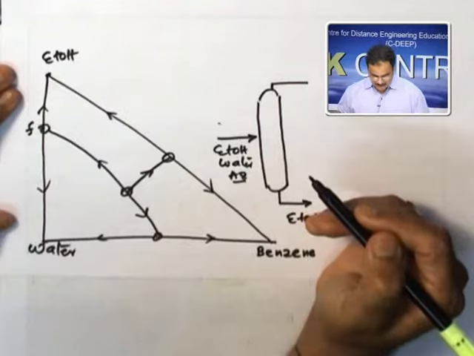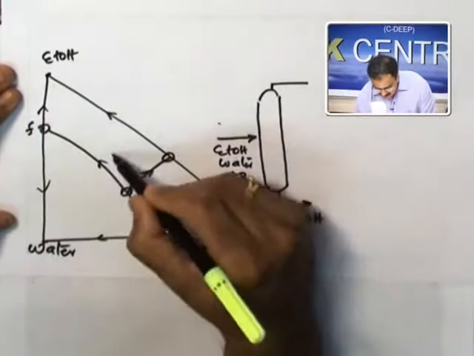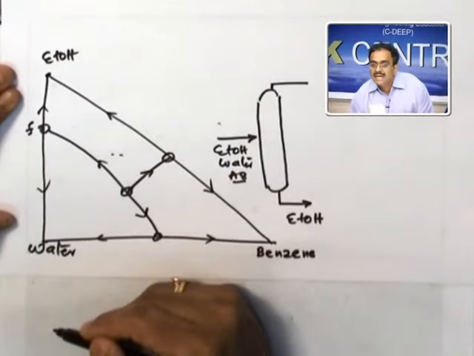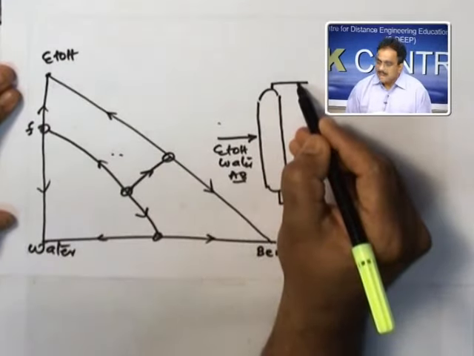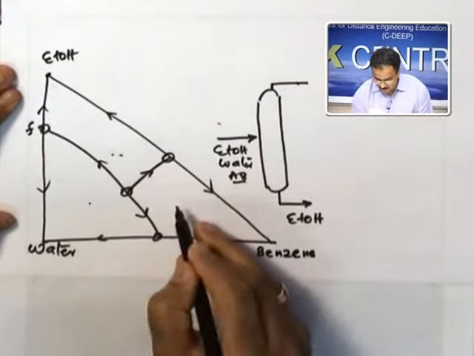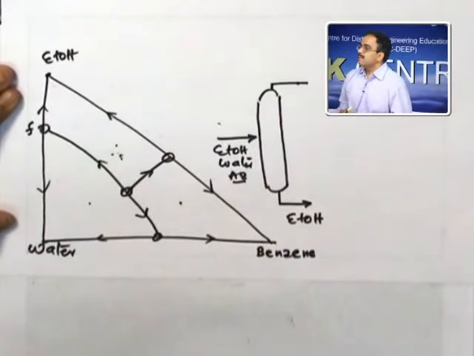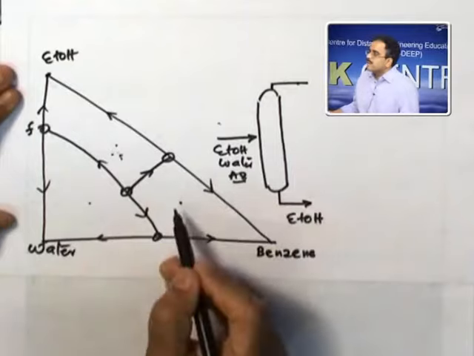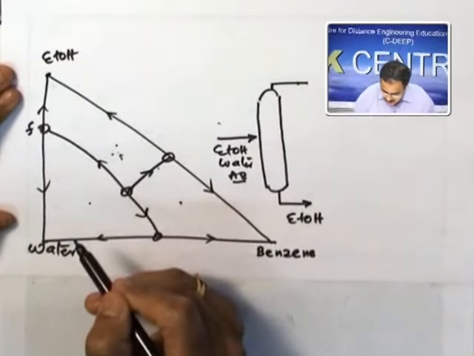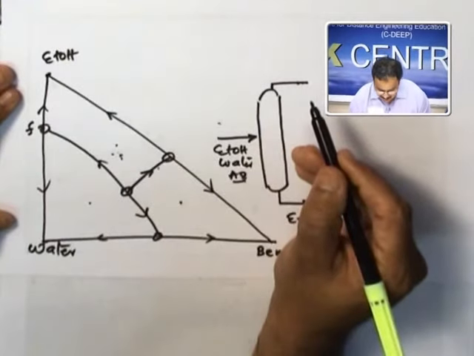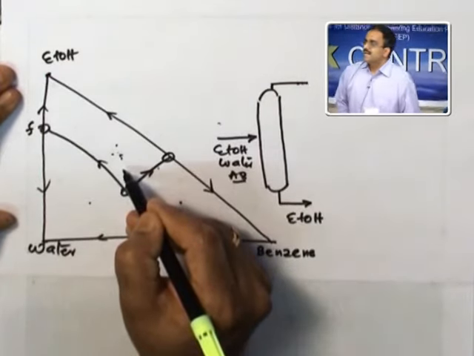what? This is coming as the bottom product. Now, you are in this region. Your top composition, the vapor composition, is not going to be here, not going to be here, it will be in that region only, because I am not able to cross the boundary. So, the top composition here is going to be in this region, in the upper region.